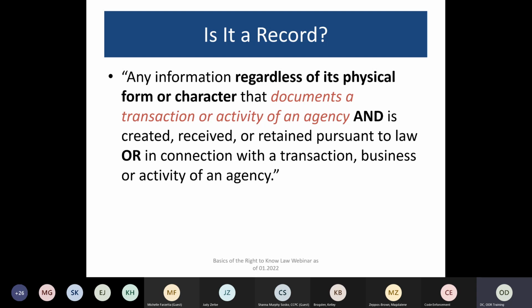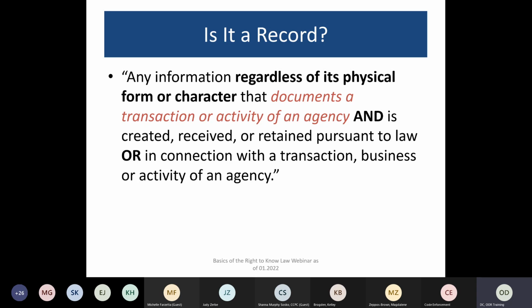We have to answer the question, is it a record? Notice I didn't say, is it a public record? But is it a record? Now, whenever you're trying to understand a law, you want to take a look at the definition section. And the right to know law is no exception to this. When the language in a law is somewhat vague or confusing, a lot of times you can find clarity by reading the definitions. And sure enough, the right to know law has a definition of what is a record.